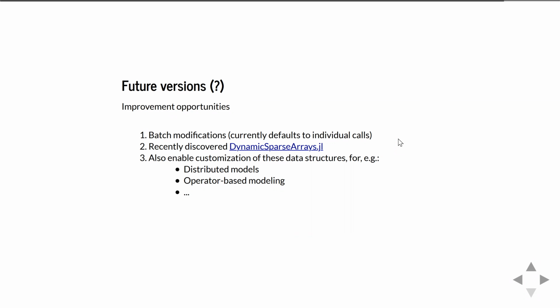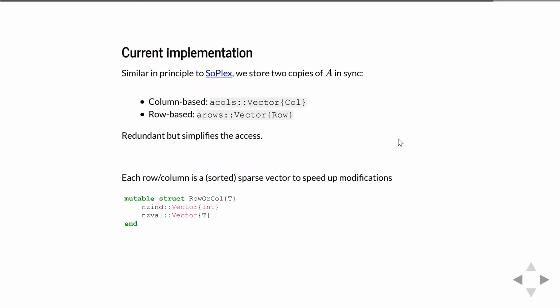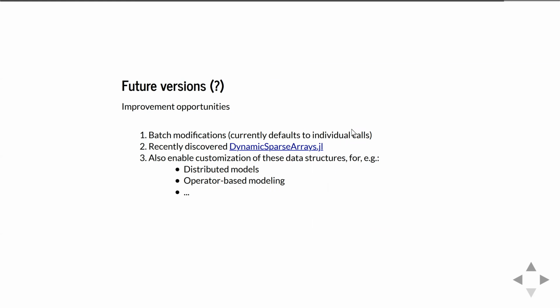And one area that I might explore is to enable user customization of these data structures themselves. So not store by default the matrix in column and row based form, but allow the user to have a customized data structure here. The use case I'm thinking of particularly is distributed models, when you want to have a matrix that is distributed over potentially several machines, and then to have operator-based modeling. So where you don't know the matrix itself, you just have a linear operator over it. And this might not fit well under the current paradigm.